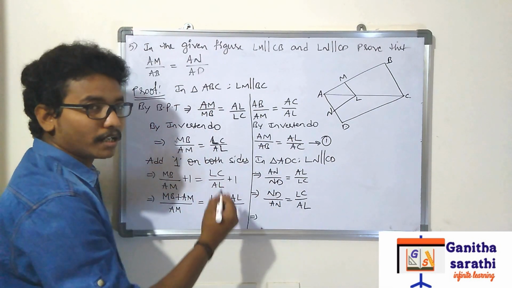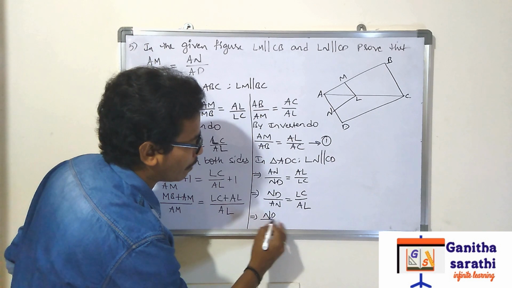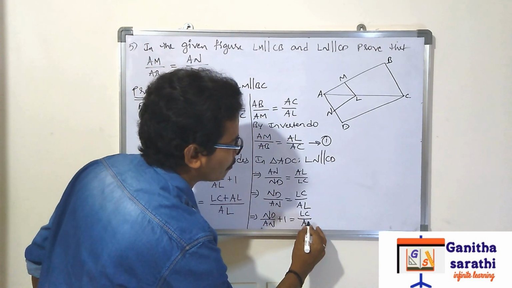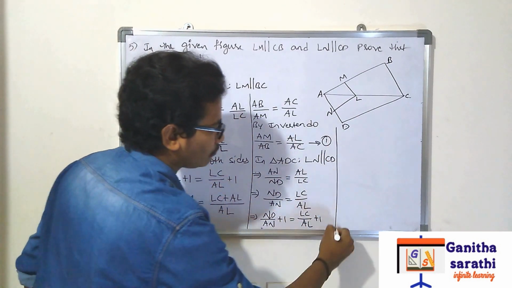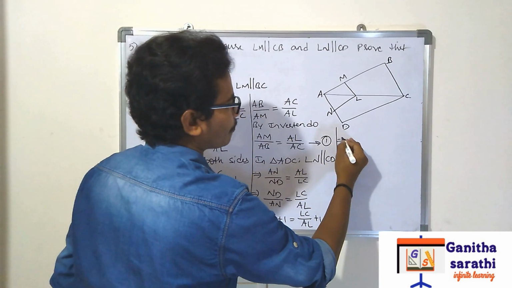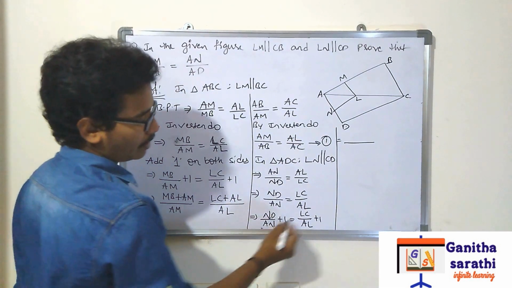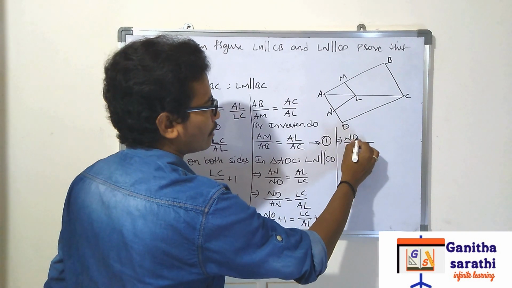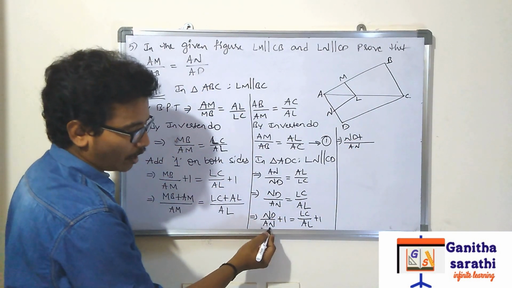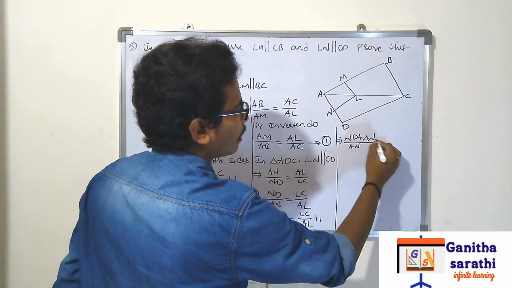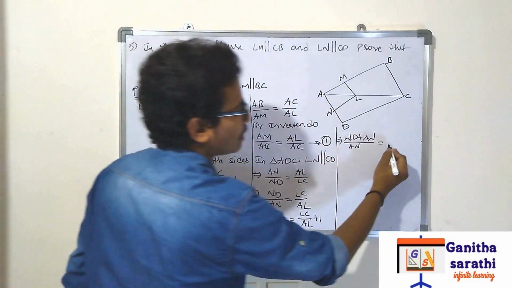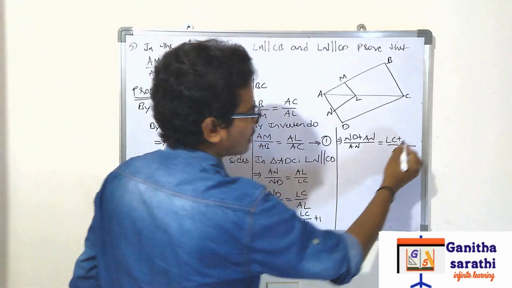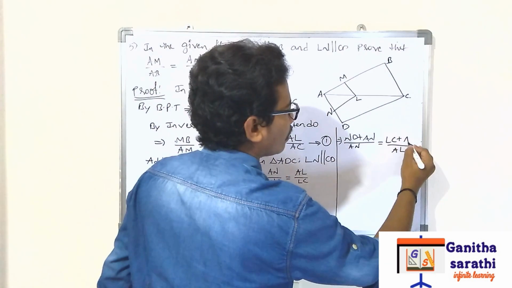Again adding 1 on both sides. ND by AN plus 1 is equal to LC by AL plus 1. Same. So what will be the LCM here? AN, right? Here, ND plus 1 into AN, 1 into AN will be AN, is equal to, here what is the LCM? AL. Here, LC plus 1 into AL will be AL.